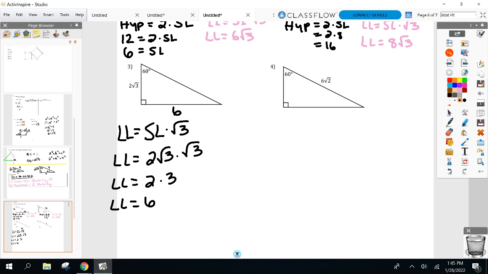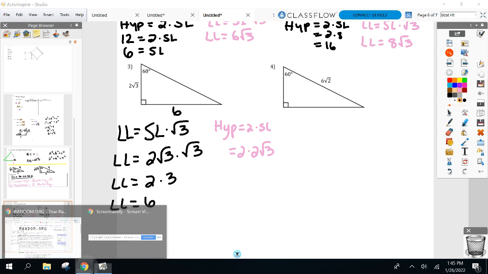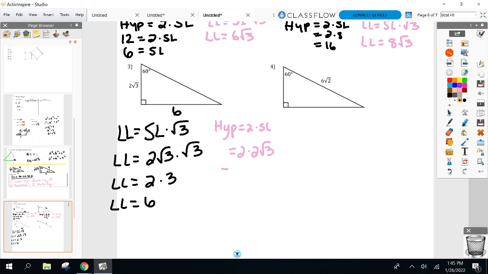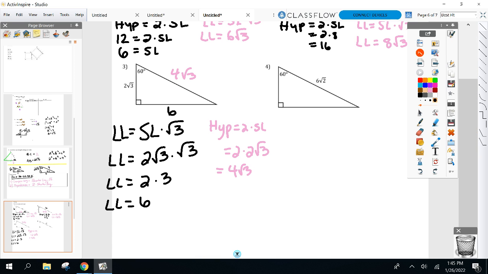Hypotenuse. 2 times shorter leg. 2 times 2 radical 3. What do you got for me there? 2 times 2 radical 3. Oh, 10. 4 radical 3. 4 radical 3. There you go. Any issues? All right, let's keep trucking then.